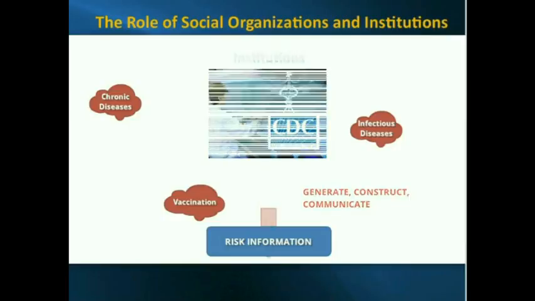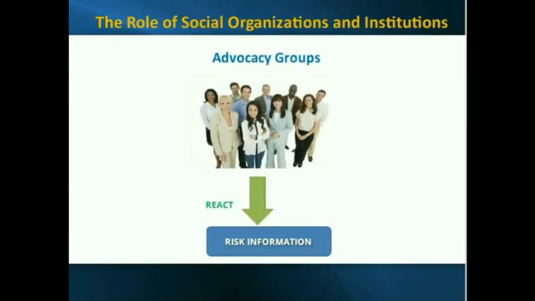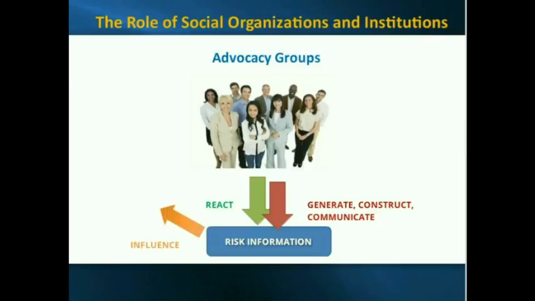On the other hand, advocacy groups may either react to that information or generate their own information. For example, there are a number of vaccine critical groups who are concerned that vaccinations may have undesirable effects. And they may try to create outrage to influence public opinion about risks of vaccination.